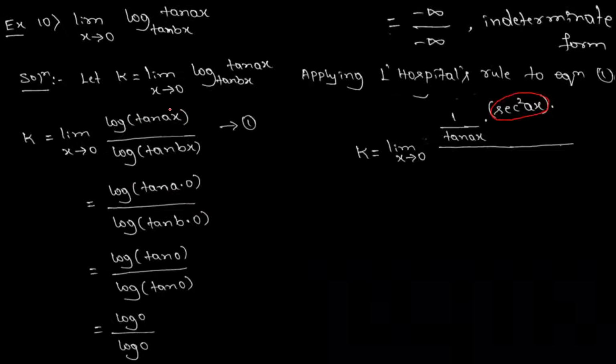Again, inside tan we have ax, which is again some function of x. We need to differentiate this again here using the chain rule. When we differentiate ax, we keep a as it is, and the differentiation of x will be 1, which we have not written here. So this is the differentiation of the numerator part.